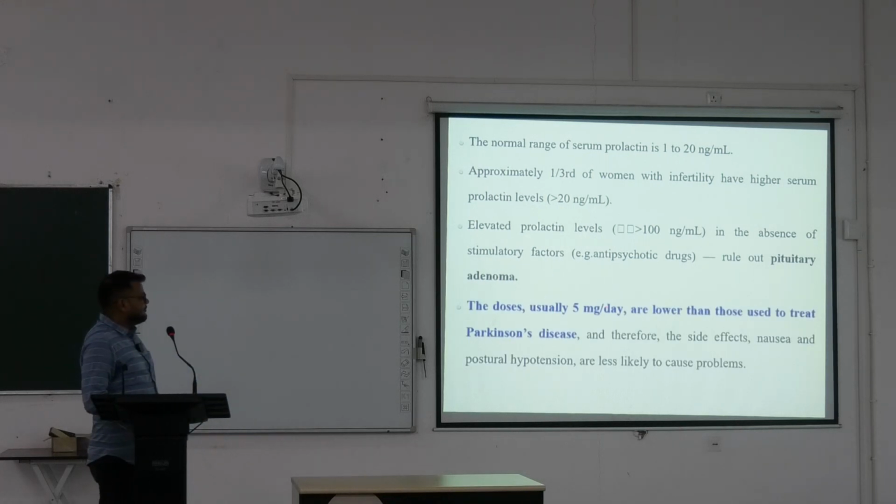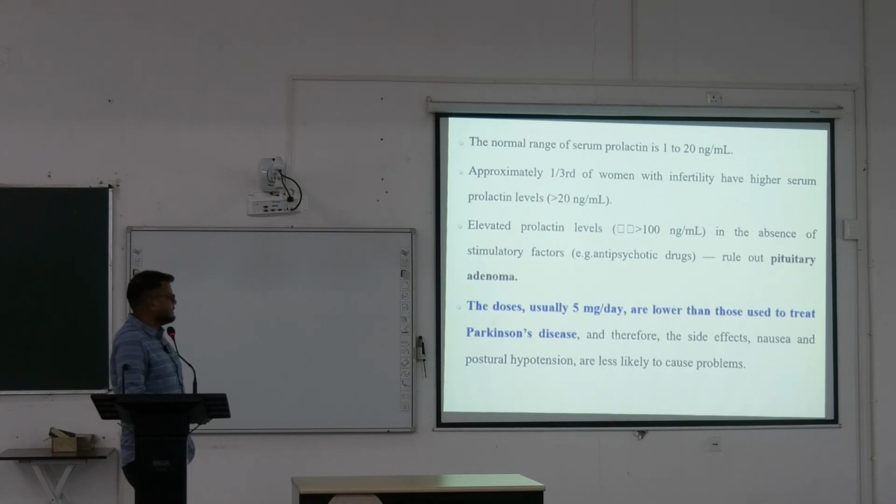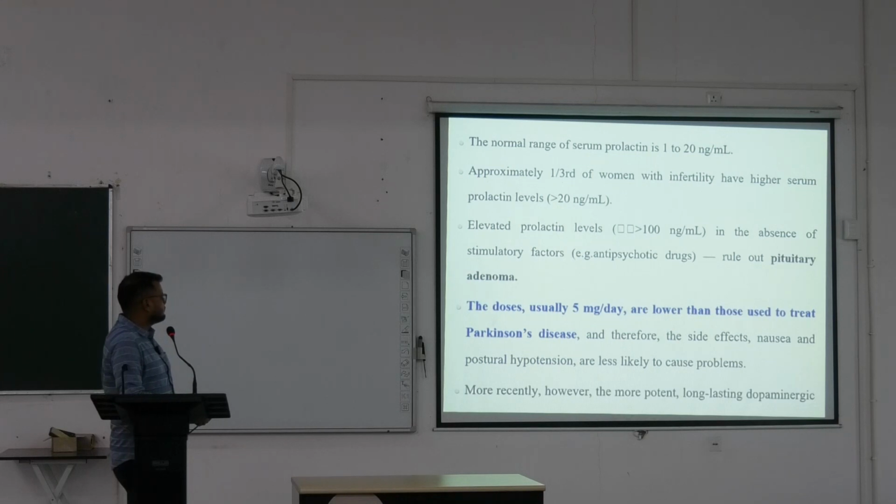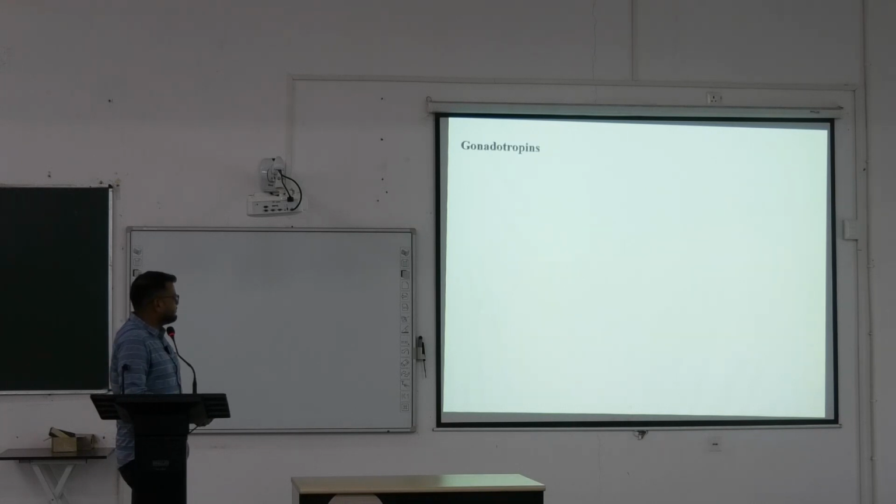The doses, usually 5 mg per day, are lower than those used to treat Parkinson's disease, and therefore the side effects nausea and postural hypotension are less likely to cause problems. More recently, however, the more potent long-lasting dopaminergic agonists have been produced.